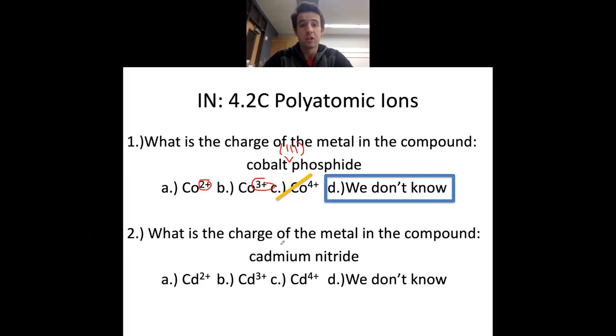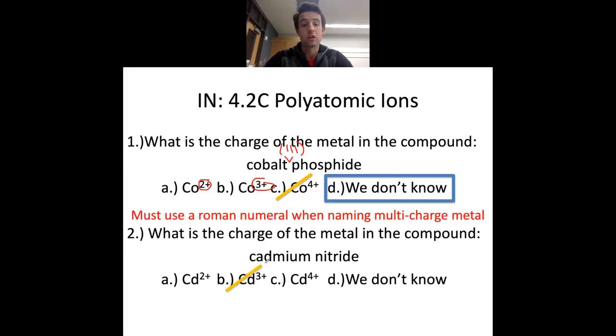So then, taking a look at the second, is the answer just we don't know? Unfortunately, that is not the answer. In this case, if you look at the back of the periodic table, what you'll see here is that it's not 3 plus, it's not 4 plus, and it's not we don't know. The only charge for cadmium is 2 plus.